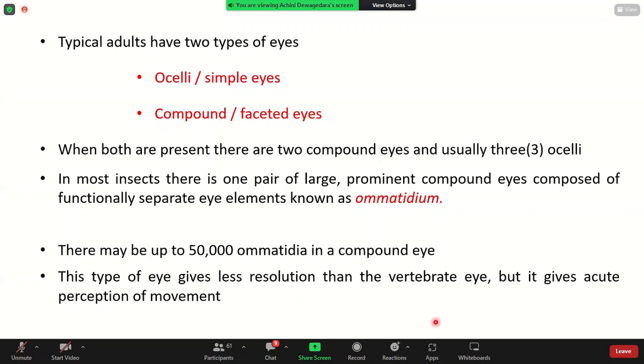So compound eyes, although they are modified than the simple eyes, they give a less resolution than vertebrate eyes.